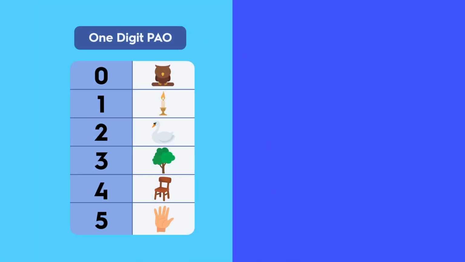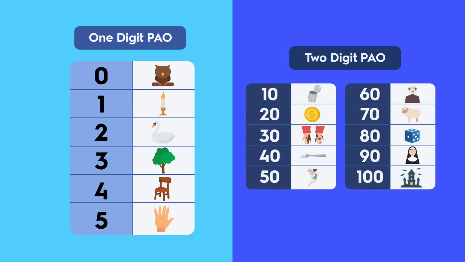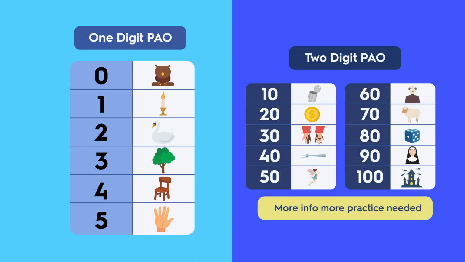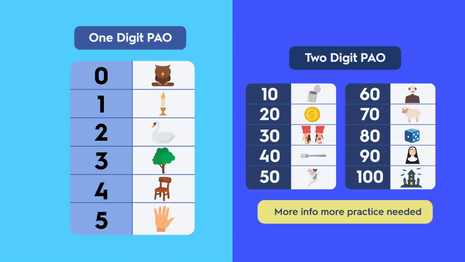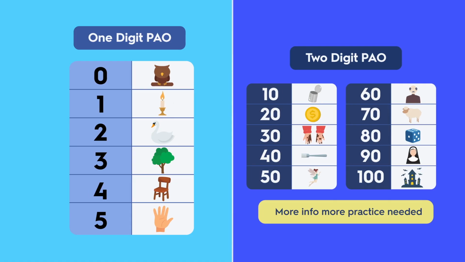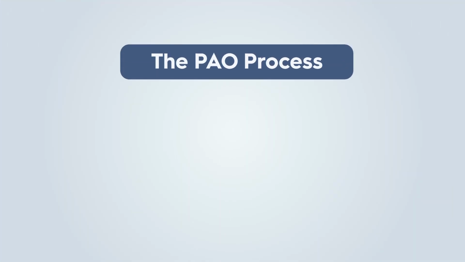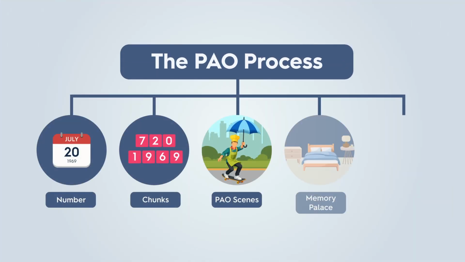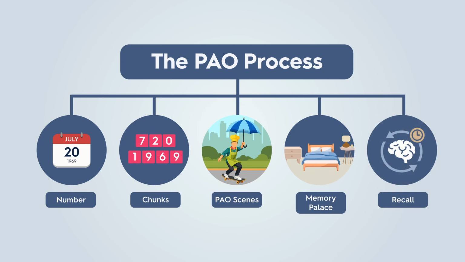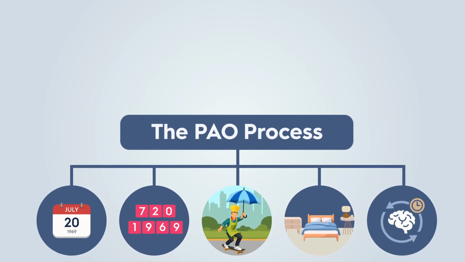Some PAO systems use 1 digit at a time. Others use 2-digit pairs, which can store more information in each image. The trade-off is that the bigger system takes much more practice to learn. Here is the whole flow. Turn the number into chunks. Turn each chunk into a PAO scene. Place the scenes in order, and later translate each scene back into the original information.